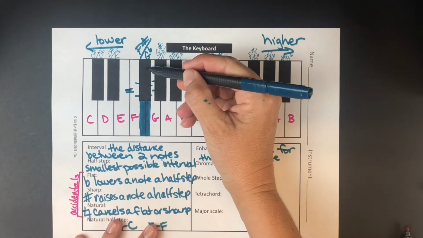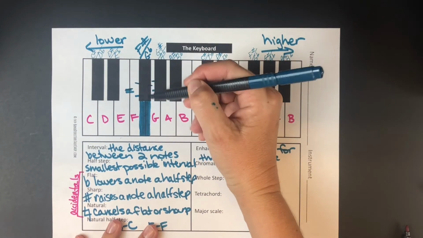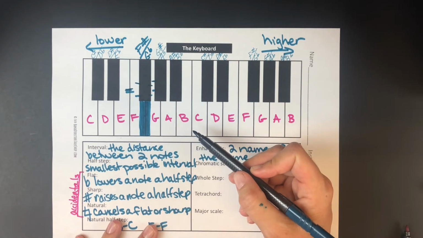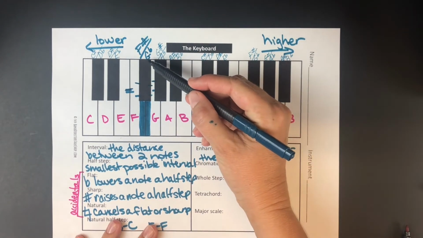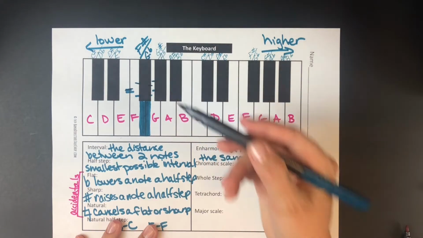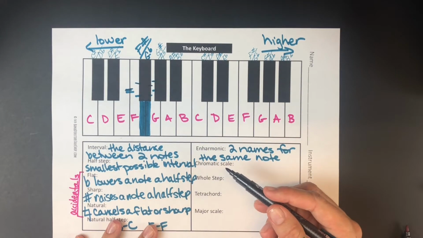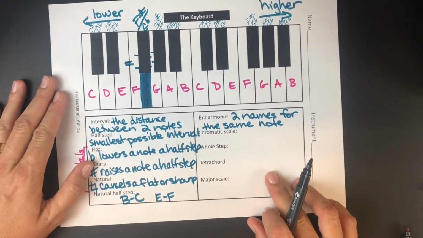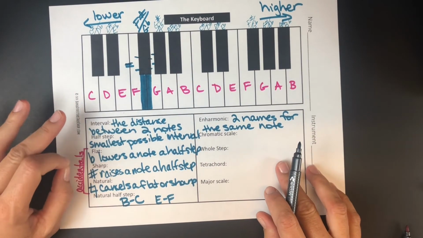So this note has two different names, and depending on the situation in music, it might be called F sharp or it might be called G flat. You need to know both names. You don't want to look at this and only think of it as G flat. You want to be able to understand that it's both, and that's going to be true with your music as well, okay?